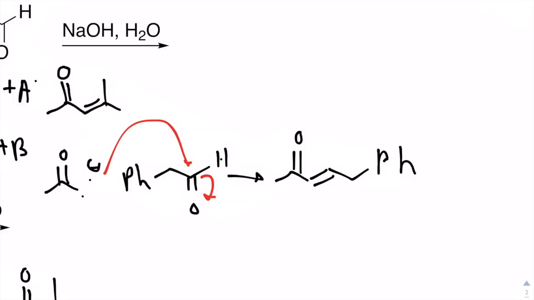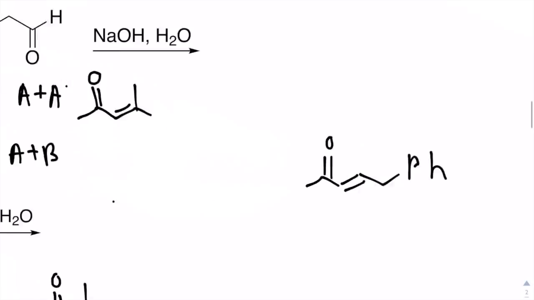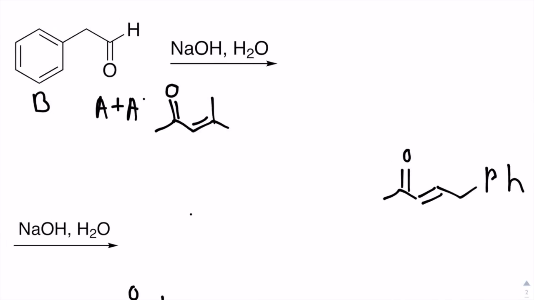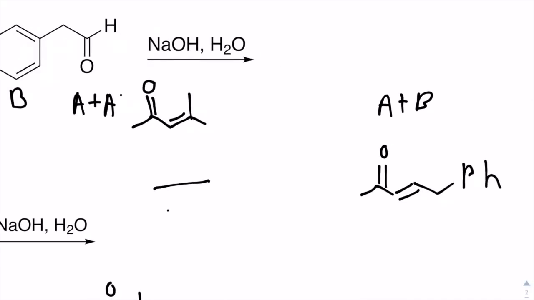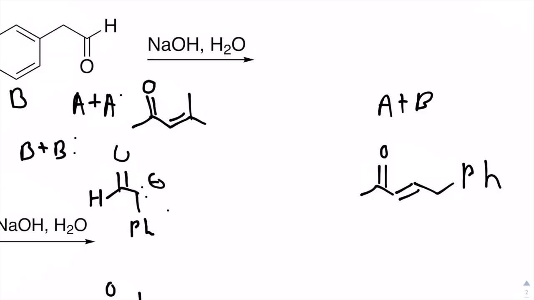Just make sure you have your carbon count all in order. All right, so that is that product. So that's A plus B. Let's move this over here. So now we need to do B plus B and then B plus A. So B plus B, let's just do that one. I always like to orient my enolates like this. I don't know, that's just personal preference.